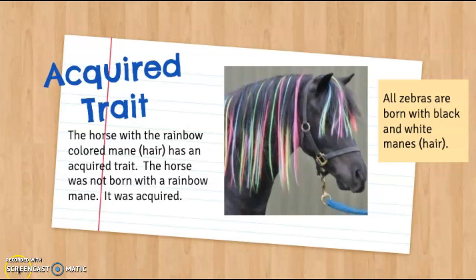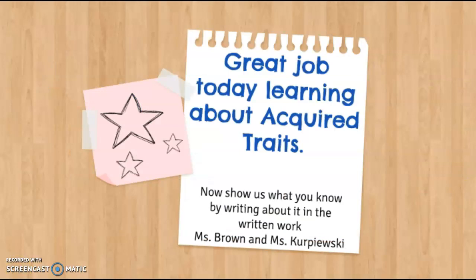So let's review. An acquired trait is something that an animal or a person gets from its environment. That means something happened to it to get that, for it to be that way. It is a non-inherited trait. So they could not have gotten it from its parents. It happened from their environment.